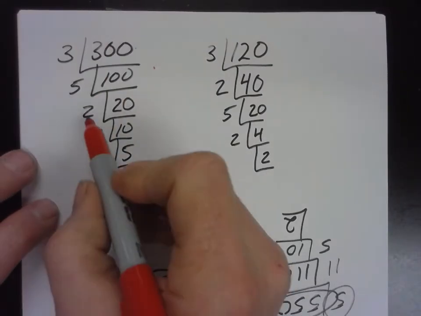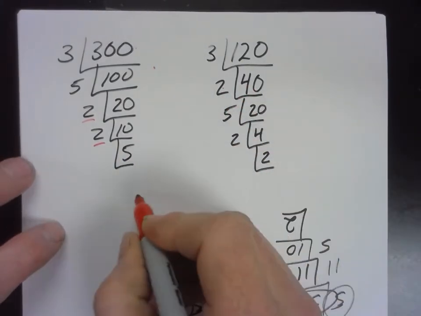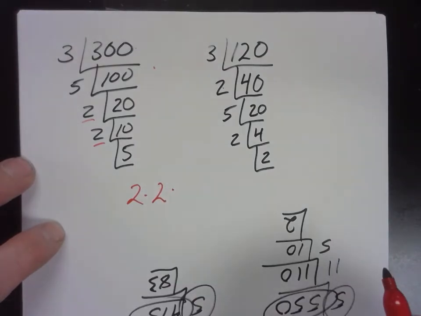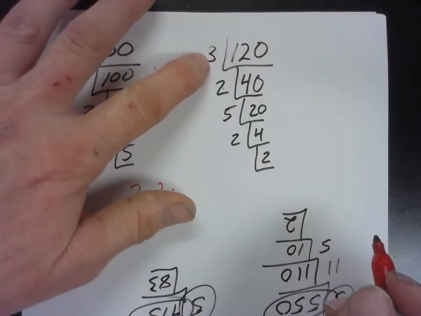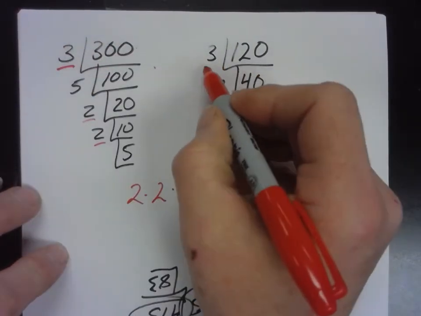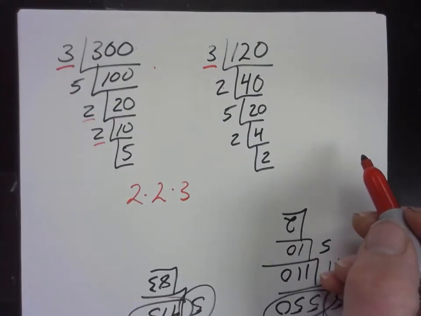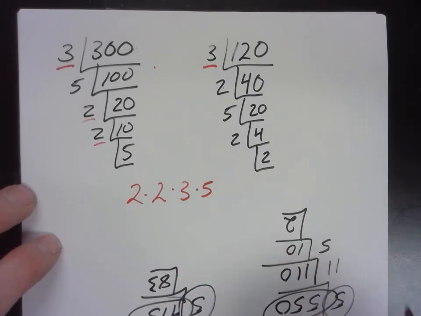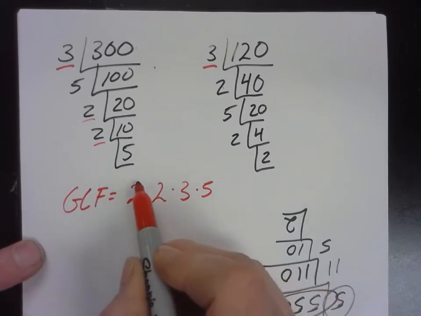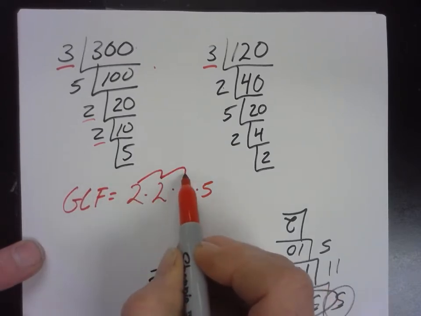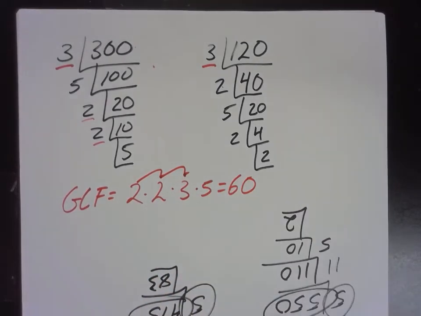So now we start looking at what they have in common. Well, this one has 2 2s. This one has 1, 2, 3 2s. What do they have in common, though? At least 2 2s. Okay. 3s. 1 3. So they have 1 3 in common. 5s. This one has 2 5s. This one only has 1. What do they have in common? Just the 1 5. And there it is. That is the greatest common factor. It's 4 times 3, that's 12. Times 5 is 60. Good job. Okay. That is the greatest common factor of 300 and 120.